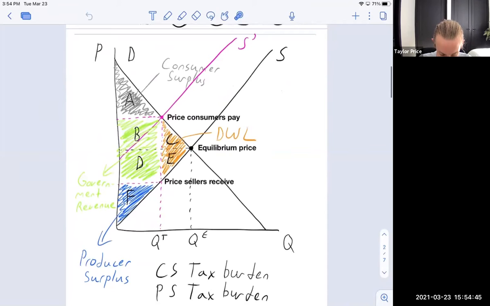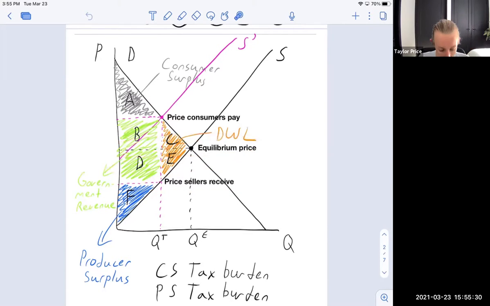So the next question was asking about taxation and the impact that it has on consumer and producer surplus. The first thing to remember is that, let's say we have a tax on producers. That's going to shift up the supply curve. So this is our new supply curve. And this difference between this right here and this right here is the amount of the tax. We can see that this is the price that consumers are paying for the good, and this is the price that sellers are receiving for the good. And this is our old equilibrium price.